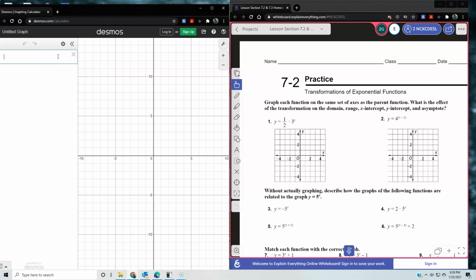So we have y equals 3 to the power x. All you need is a couple of points to graph this. If you want to graph 0, 1, and 1, 3. There's the parent function. So the red one is the parent function.